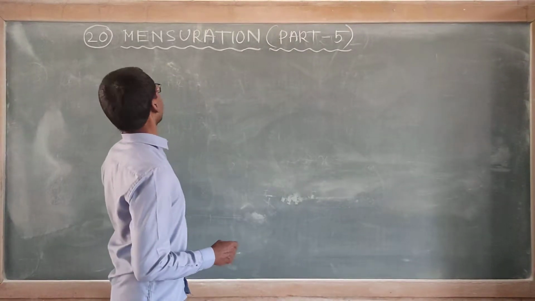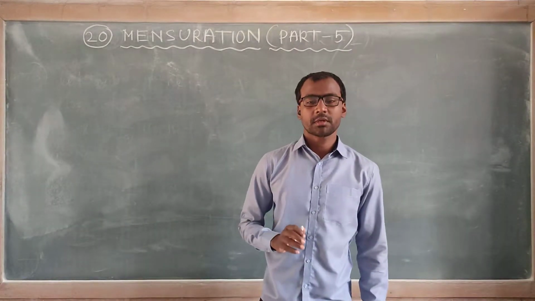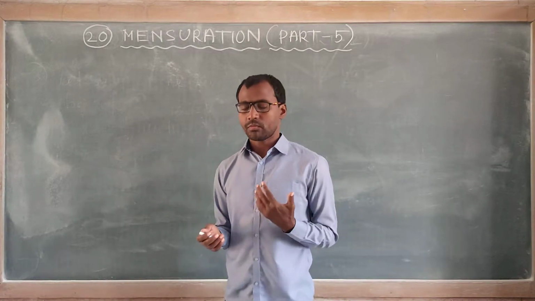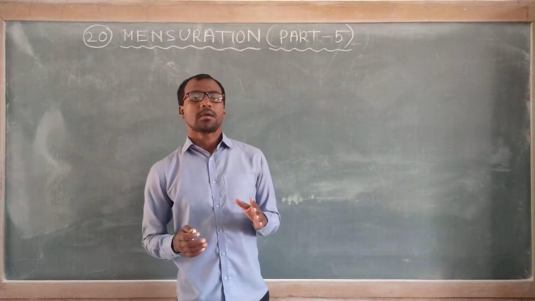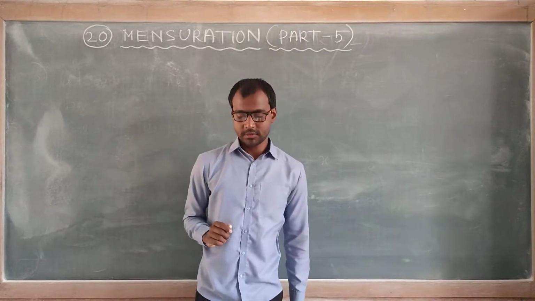This is Mensuration part 5 of class 9, the last part of this chapter, which I have not made. I had moved till quadrilaterals only, triangles and quadrilaterals. This is the last part, circles.